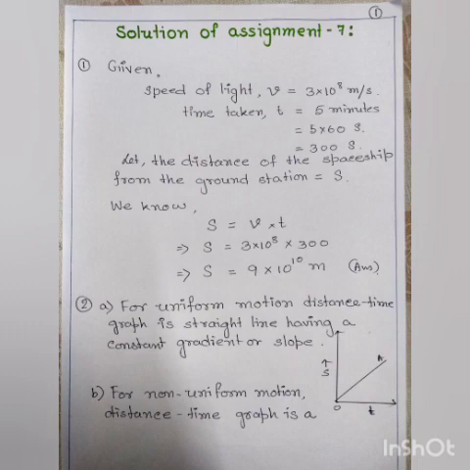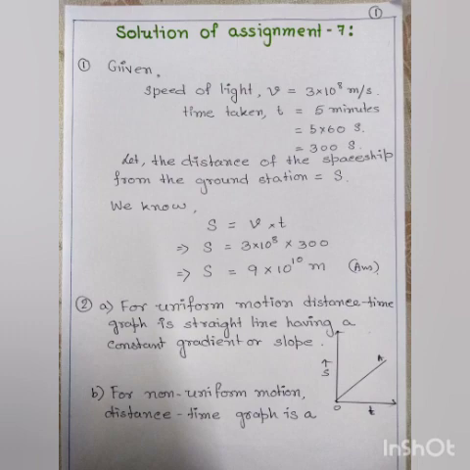And the signal travels at the speed of light, that is 3 into 10 to the power 8 meter per second. Now see here, given conditions are speed of light, that is v equals 3 into 10 to the power 8 meter per second. Time taken is 5 minutes. As time is in minutes, we have to convert it into seconds. So 5 into 60, that is 300 seconds. And let the distance of the spaceship from the ground station be s.